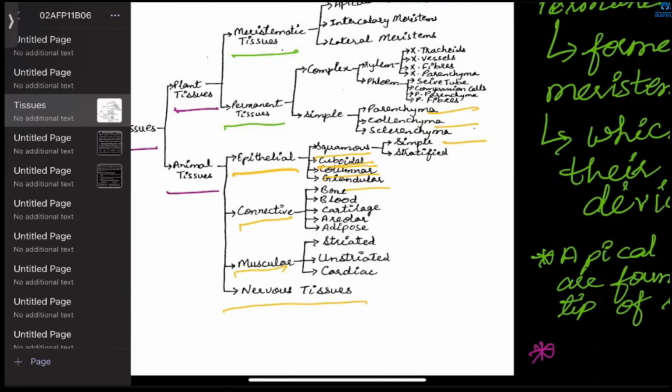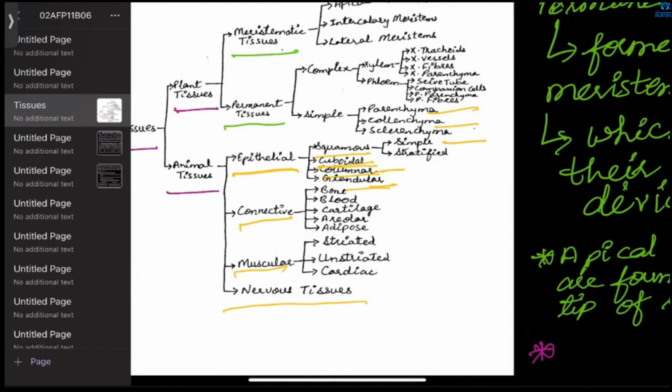kidneys, ducts of salivary gland. These are done by cuboidal epithelium. Next is columnar epithelium. They are found in inner lining of the stomach because they have a column-like structure which is helpful in movement of food. Now glandular epithelium, they are found in gland cells. Gland cells are like what? Arham, gland cells are like what?